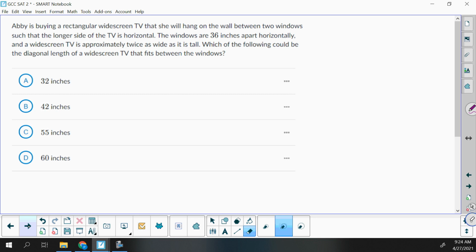Moving over to page 9. We're going to give you 30 seconds, see if you can read what's going on there. And once you've read it, start to sketch a picture.